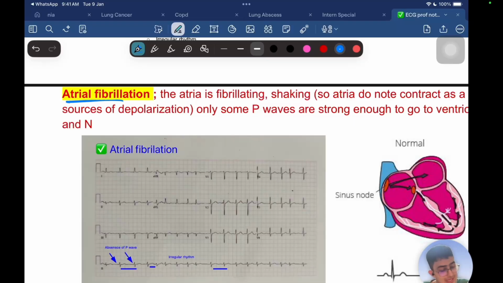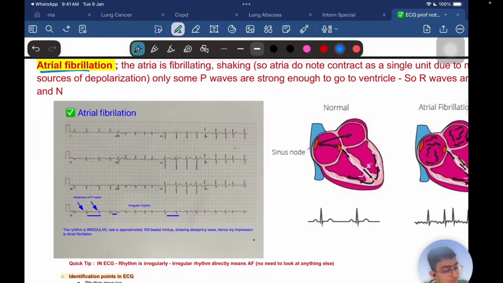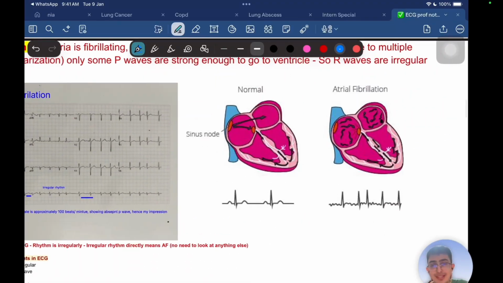Okay, so what is atrial fibrillation? Before we go into ECG, I'll just tell you. Normally the atria contract: atrial depolarization, ventricular depolarization, atrial depolarization, ventricular depolarization, properly, right? But in atrial fibrillation, what has happened? The atrium is shaking.